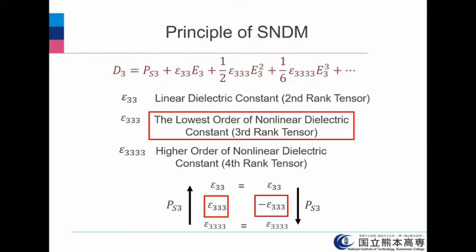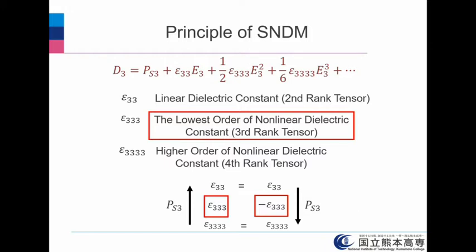Next, I will explain the principle of SNDM briefly. This is a relation between electric displacement D and spontaneous polarization P, and dielectric constant epsilon 3 and electric field E3. Usually, we consider these two terms in linear region. However, when we consider nonlinearity, it is necessary to consider the nonlinear dielectric constants here and here, like that.